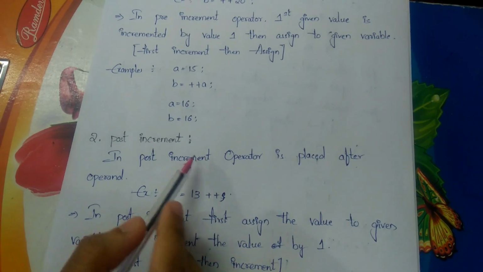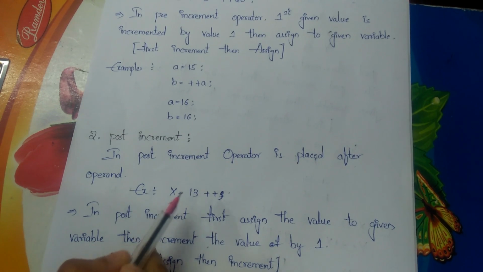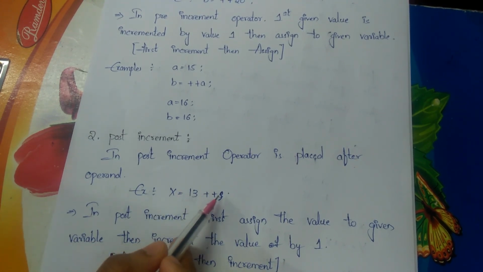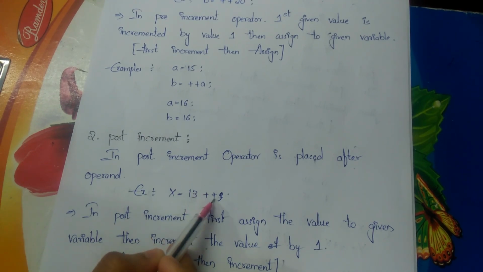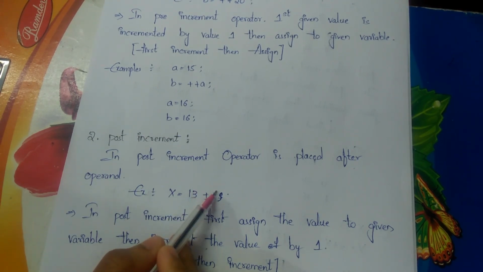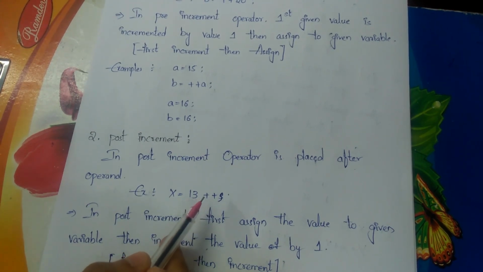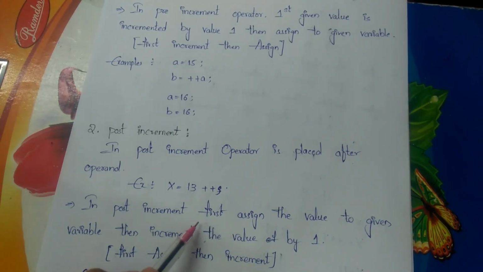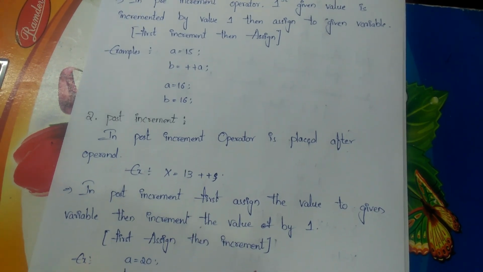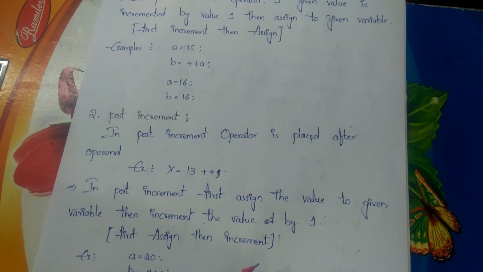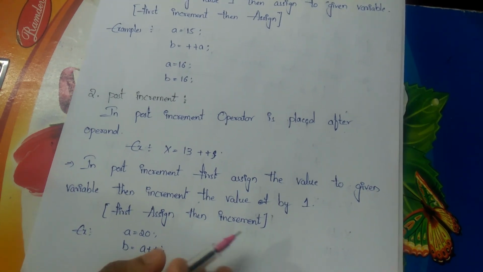In this post increment, the post increment operator is placed after the operand. So example, x is equals to 13 plus plus. Now 13 is the operand and plus plus is the operator. So we are placing this post increment operator after the operand. And in post increment, first assign the value to the given variable, then increment the value by 1. So we will assign it to the variable, then after we will increment it. So first assign, then increment.